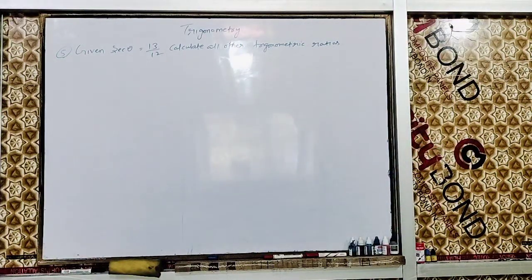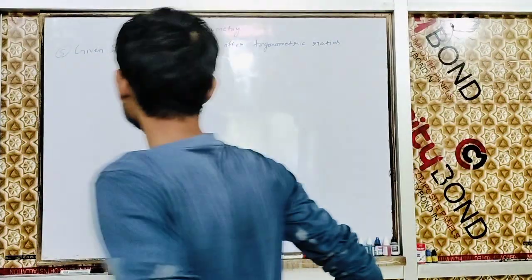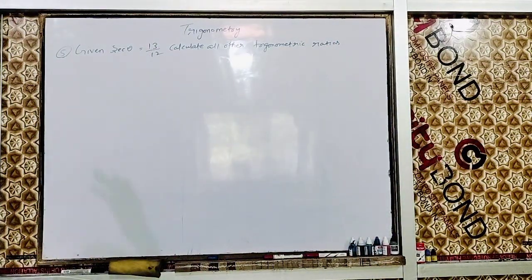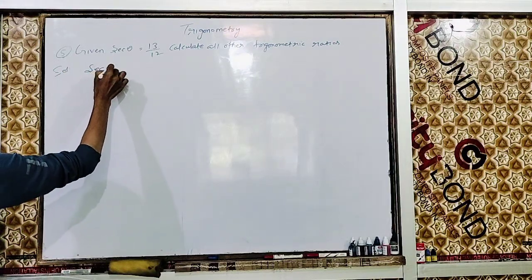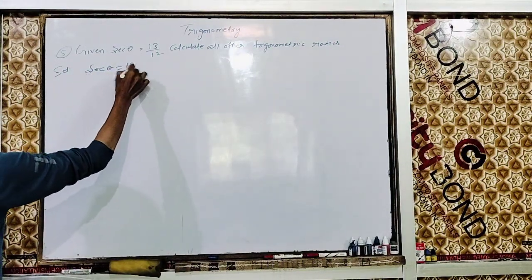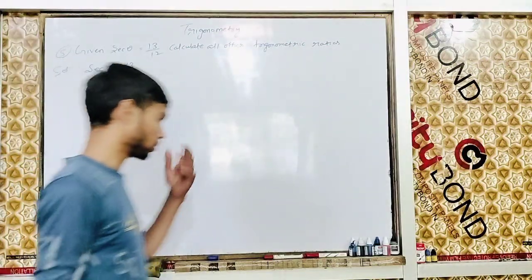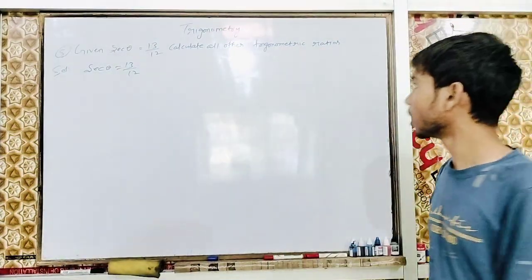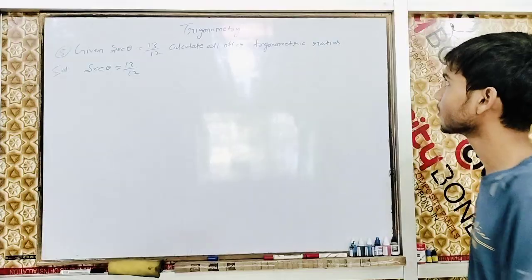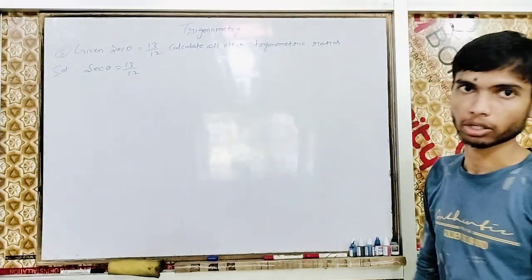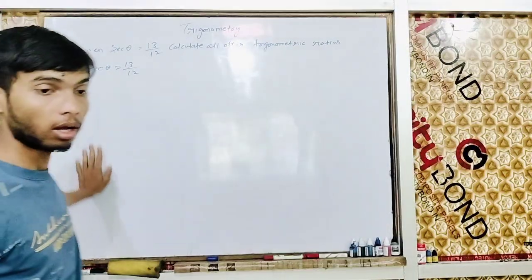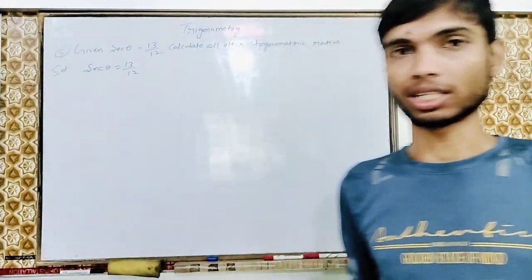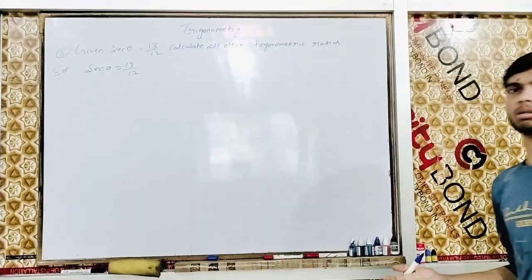It's the next fifth question, and this is the complete question. Read this carefully. It is saying that you are given what? You are given this much ratio of sec a, which is 13 upon 12. And we have to calculate all the trigonometric ratios apart from this. So we have 5 left: sine, cos, tan, cot, cosec.